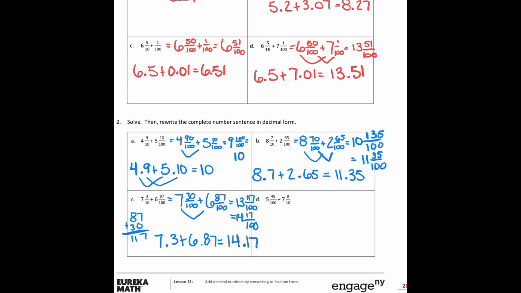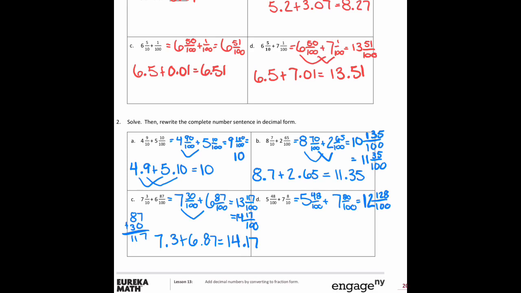Okay, part D is 5 and 48 hundredths plus 7 and 8 tenths. So I'm going to rewrite that as 5 and 48 hundredths plus 7 and 80 hundredths. When I add that 5 and that 7, I'm going to get 12. And then the 48 and the 80 would actually give you 128 hundredths, which is greater than 1.